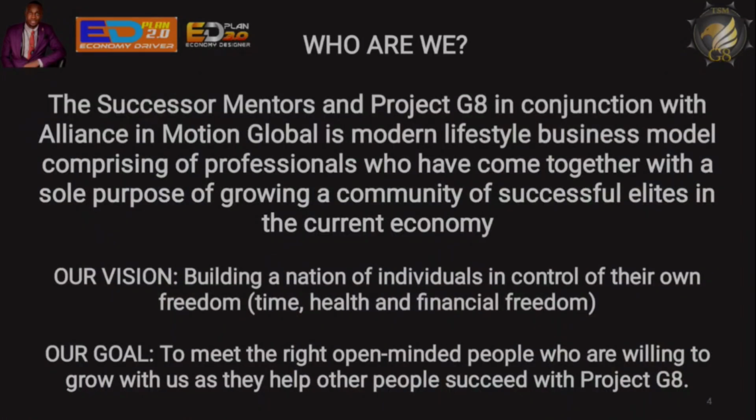Who are we? The Successor Mentors, or TSM, and Project G8, in conjunction with Alliance in Motion Global, is a modern lifestyle business model comprising professionals who have come together with the sole purpose of growing a community of successful elites in the current economy. Our vision is to build a nation of individuals who are in control of their own freedom.